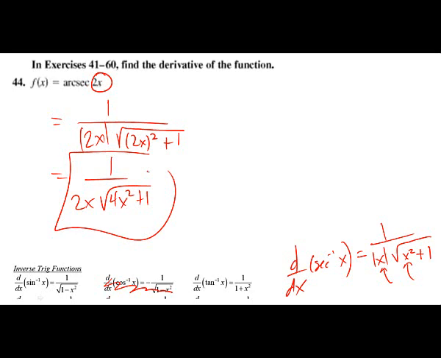Oh, I forgot something though. There's a chain rule, isn't there? What's the derivative of 2x? 2. So technically what happens? The 2's cancel, don't they? So don't forget your chain rule. All right, what else?